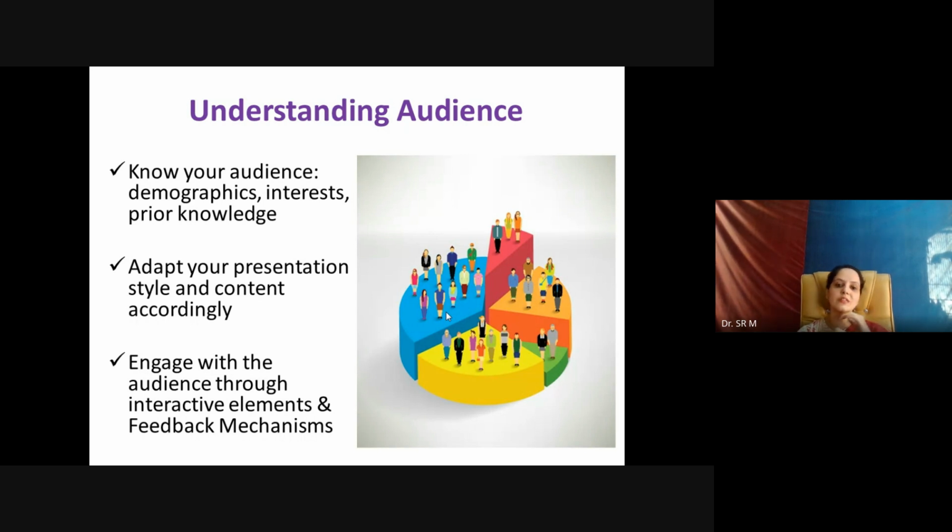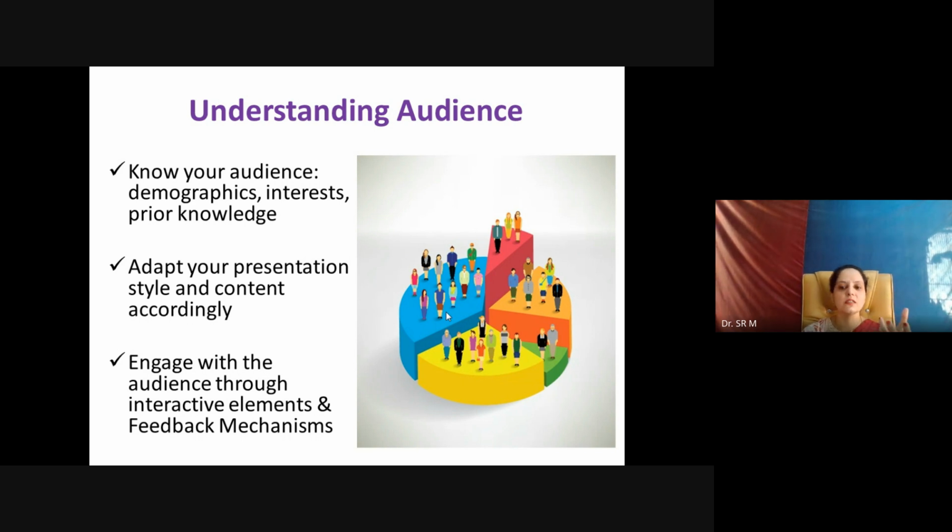Then coming to the second one, adaptation of presentation style and content. See, once you have the insights into your audience demographics, interests, and prior knowledge, now try to adjust your presentation style accordingly. Now, say for example, if your audience comprises tech savvy individuals, now incorporating multimedia elements as well as the interactive features can heighten their attendance. Don't you think so? Yes.